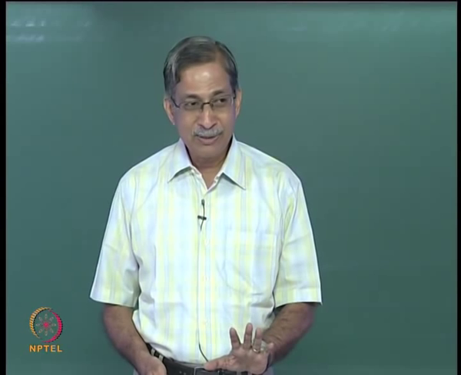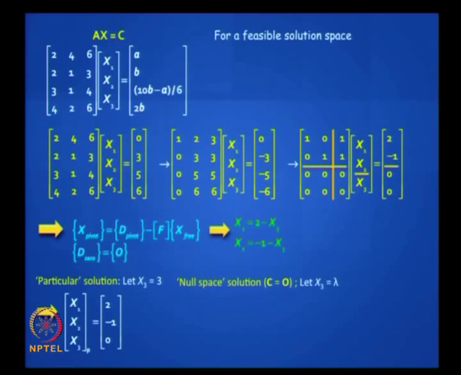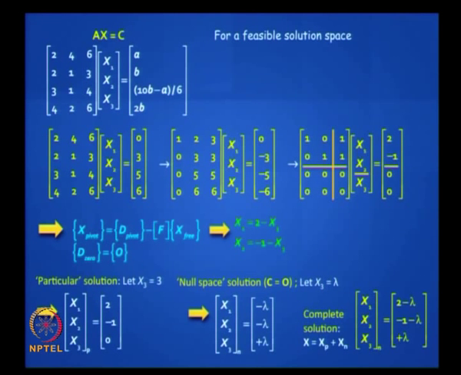But this is not a complete solution. You have to take the null space solution. The easiest null space solution, let us take some scalar like lambda, let x3 be lambda, plug them into those equations and you will find that if x3 is plus lambda, x1 and x2 must turn out to be minus lambda, minus lambda. So, what is your complete solution? Right? This is how you give it, it's for you to learn for your general knowledge.